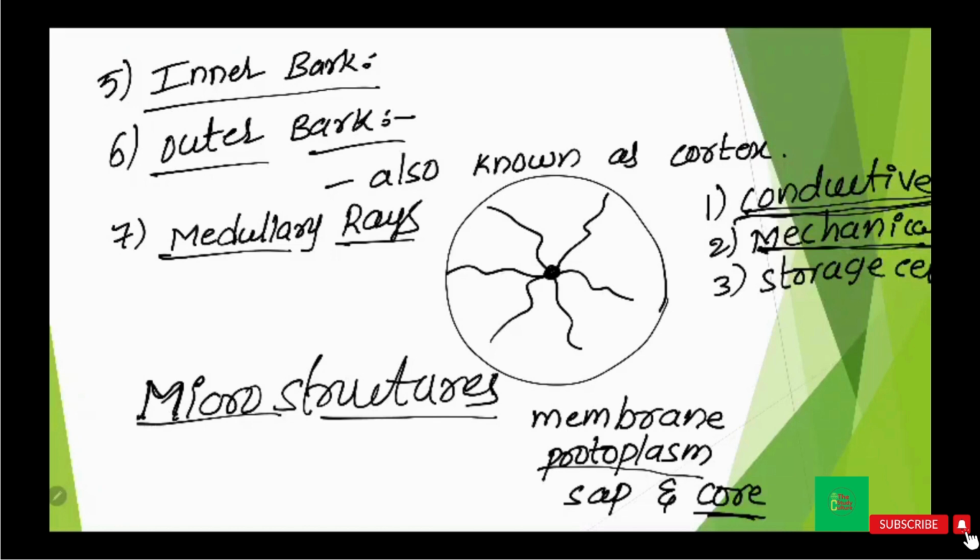Storage cells. These cells serve to store and transmit the nutrients to the living cells in the horizontal direction, and they are usually located in the medullary rays.